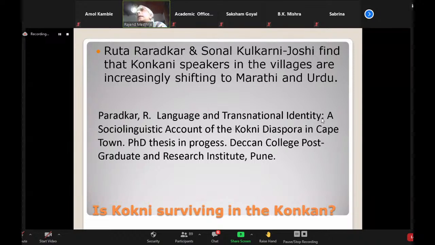So there's something interesting, huh? In some ways, the old Konkani survives better in Cape Town than in the Konkan, where with education, with maybe travel and jobs and upward mobility, people are shifting to Marathi and Urdu.